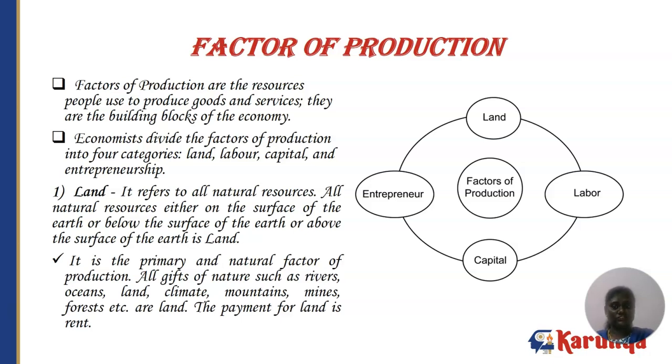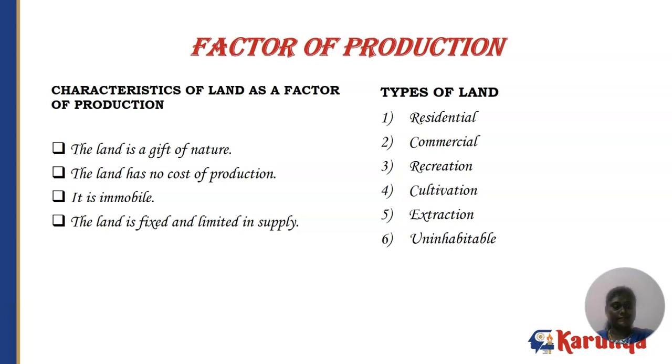Land refers to natural resources. All the natural resources, either on the surface of the earth, below the surface, or above the surface of the earth, are land. It is a primary and natural factor of production. All goods of nature such as rivers, oceans, land, climate, mountains, mines, forests, etc. are land, and the payment for land is rent.